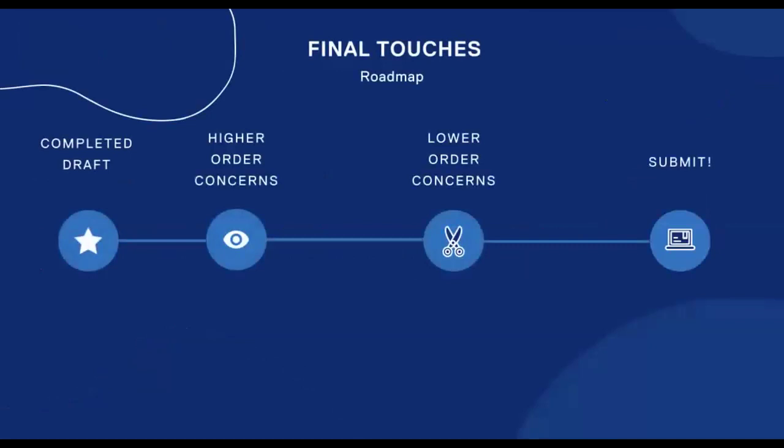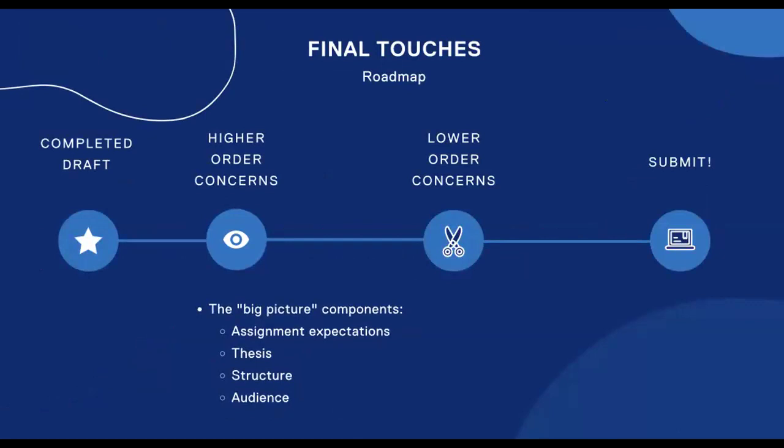Once you've completed the draft of your essay, we recommend that you approach the final touches from the perspective of higher order and lower order concerns. Starting with the higher order stuff. What are higher order concerns? The higher order concerns of a written assignment are the big picture components of your paper. Things like making sure you've actually addressed the expectations of the assignment prompt, having a strong and well-developed thesis, structuring and organizing your ideas in a clear and coherent way, and making sure that you're writing with the appropriate audience awareness.